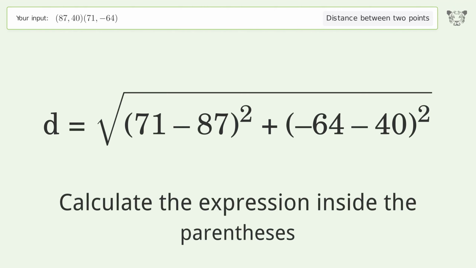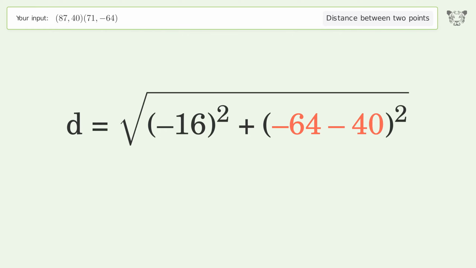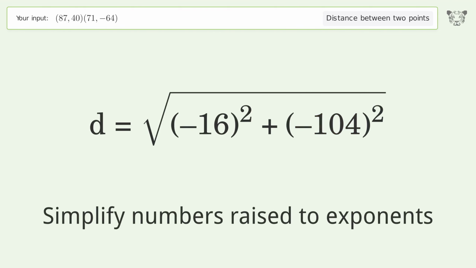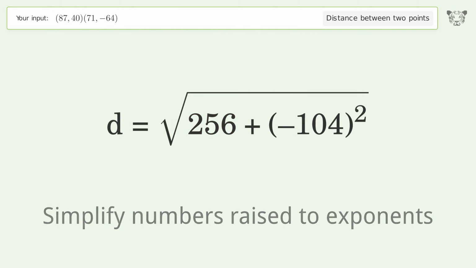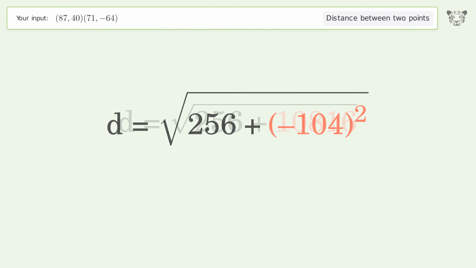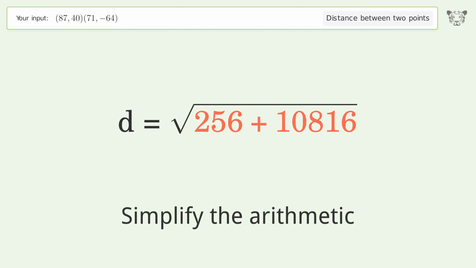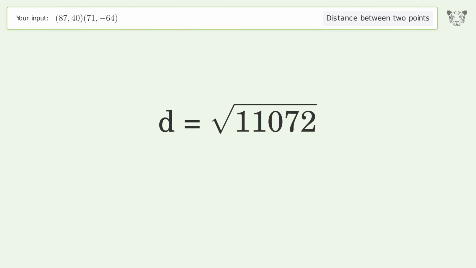Calculate the expression inside the parentheses. Simplify numbers raised to exponents. Simplify the arithmetic. And so the distance between the 2 points is the square root of 11,072, or 105.224.